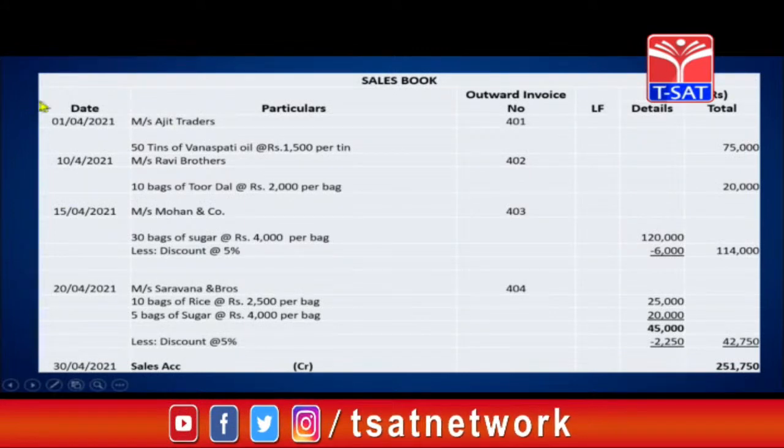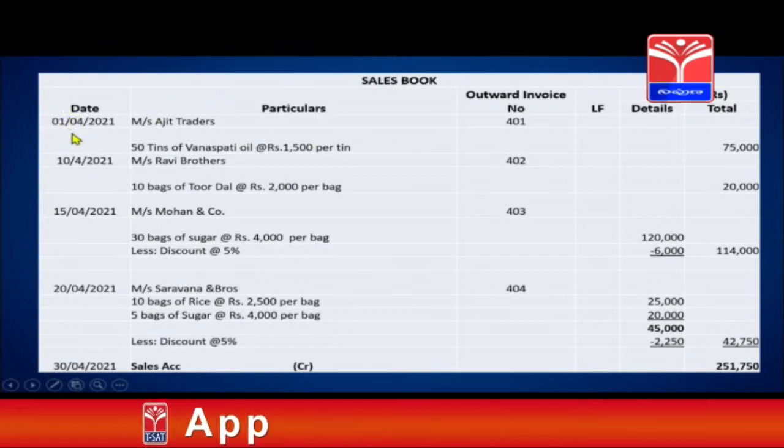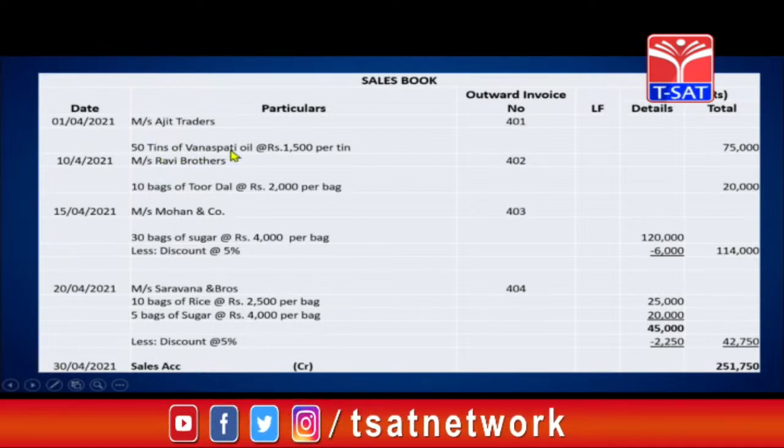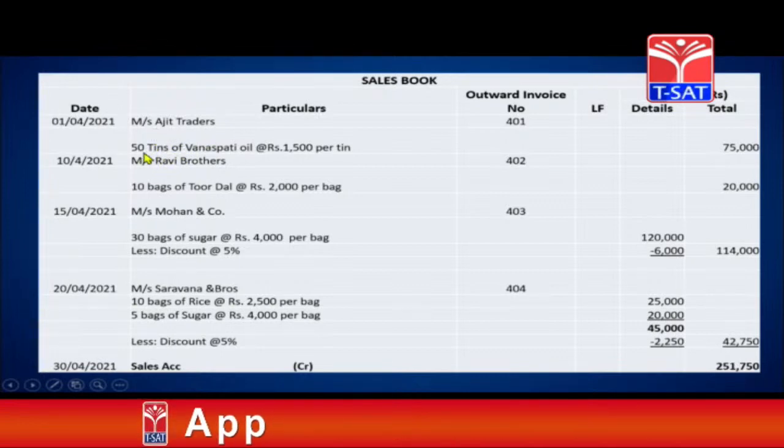So in this sales book we have the columns like this. One is a date column. Here we write the date on which you are making the credit sales. Then the particulars column, you write the customer's name to whom you are making the sales. You should also write the details of the goods. See, for example, to Ajit Traders, you sold 50 tins of Vanaspati oil at the rate of 1,500 per tin. So these details are mentioned in the particulars column.